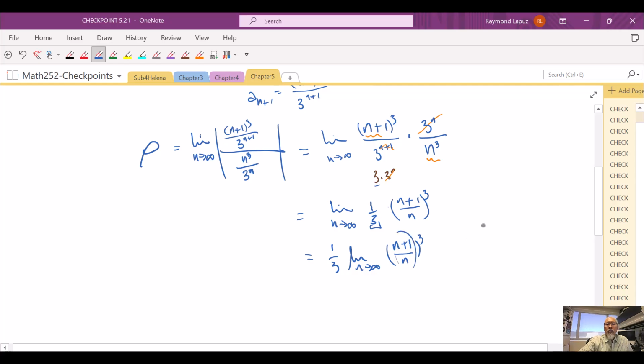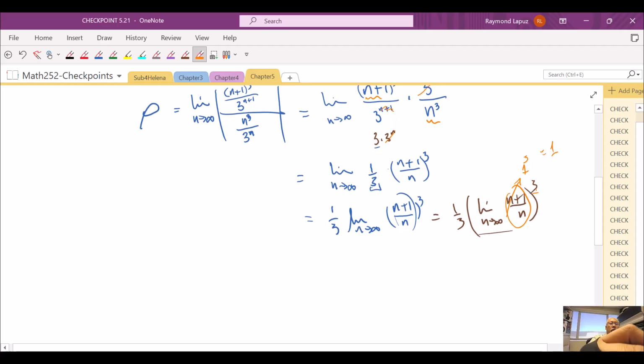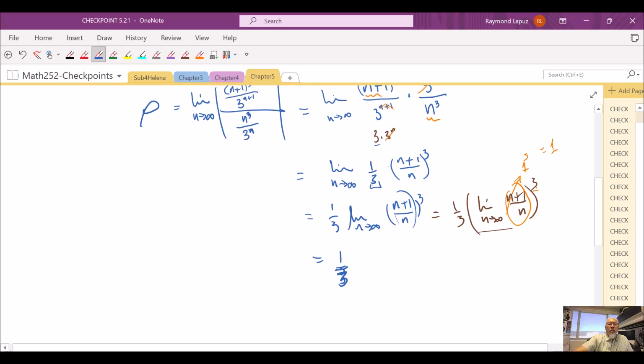There's a limit law that says we actually can take the limit as n approaches infinity of n plus 1 over n and then raise that to the third power. And then if we put the 1/3 up, then you can say that that's equal to that. And if we take the limit here, this is just going to be 1, and then we have 1 to the third power, and that's also going to equal 1. And so the whole thing will be equal to 1, except for the 1/3 that you have out in front. Then your result is 1/3. So your rho is equal to 1/3.